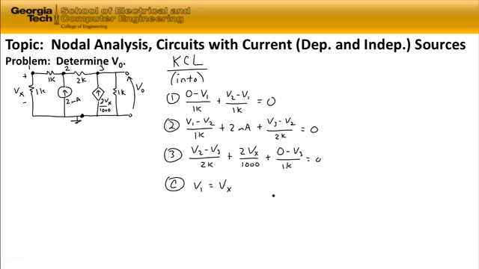Ultimately, we see that V sub 0 is equal to V sub 3. It's the same voltage. If we solve these four equations and four unknowns, we get V sub 0 equal to 4 volts.